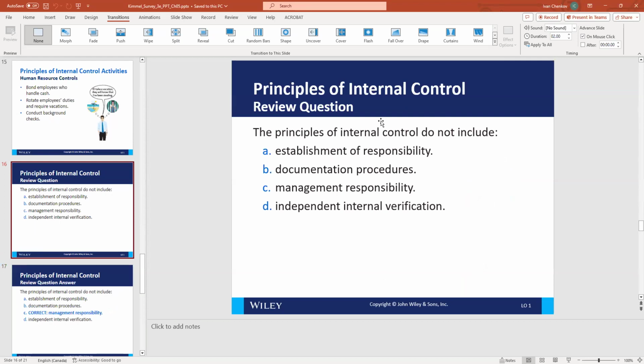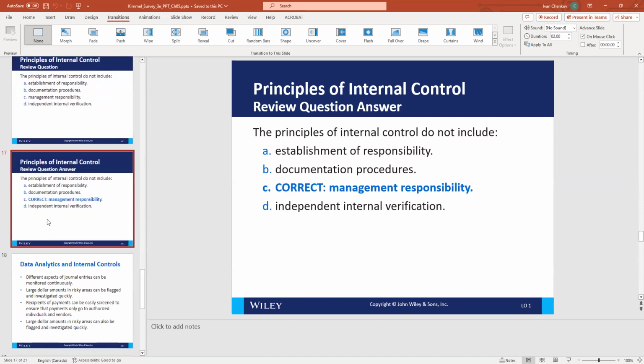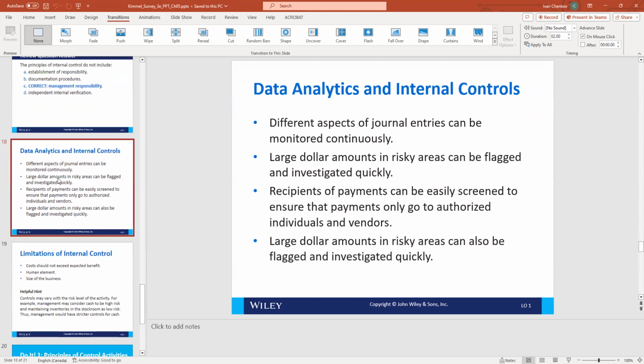Let's see one review question here. What do you think about this? The principle of internal control to not include what? Management responsibility. And that will be the right one. Management responsibility, yes. Now we're going to something very interesting, data analytics, internal control.